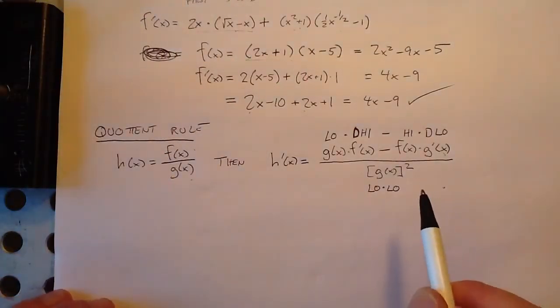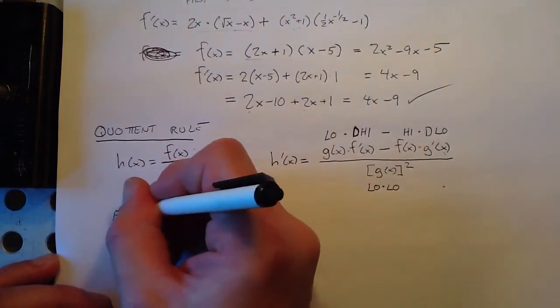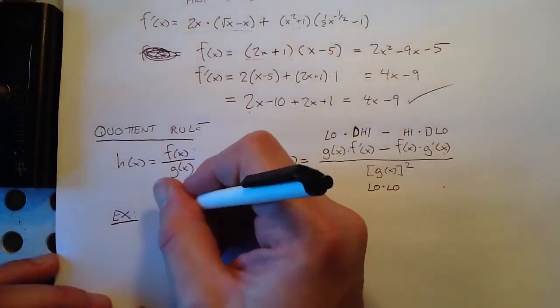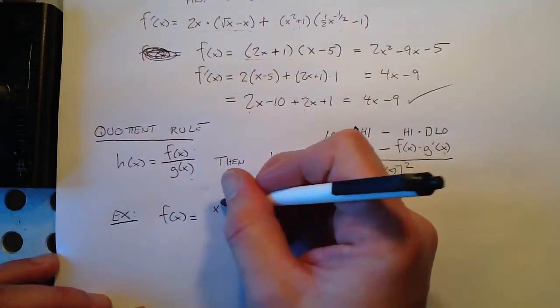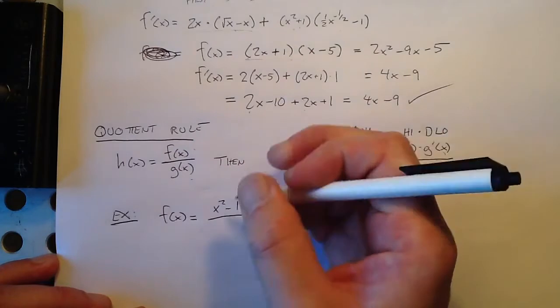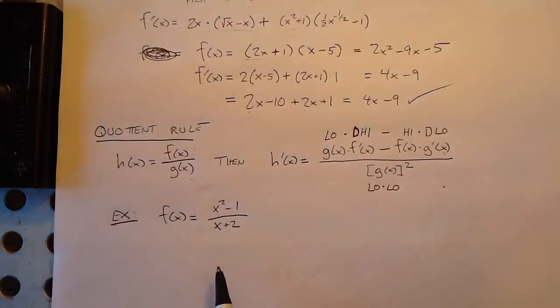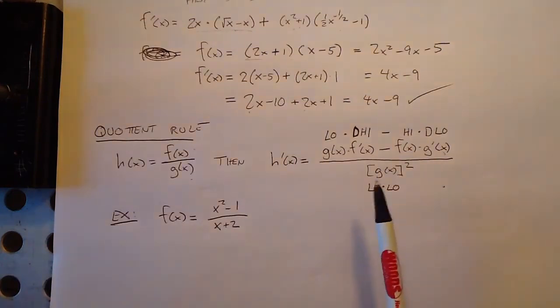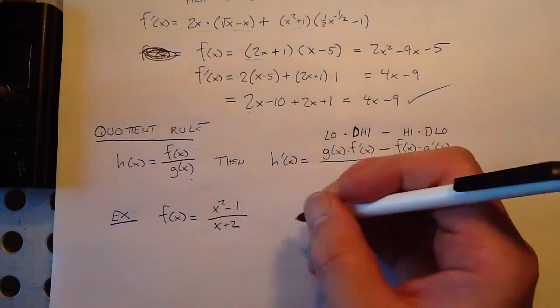Okay, so how do you use this one? Let's do some examples. Let's say we've got a function here, f of x is equal to x squared minus 1 over x plus 2. Now here, we're in a different situation. I think we really need this rule this time, because I can't FOIL this out, and it doesn't factor and simplify, so I really do need some kind of rule. So let's see how it will work.